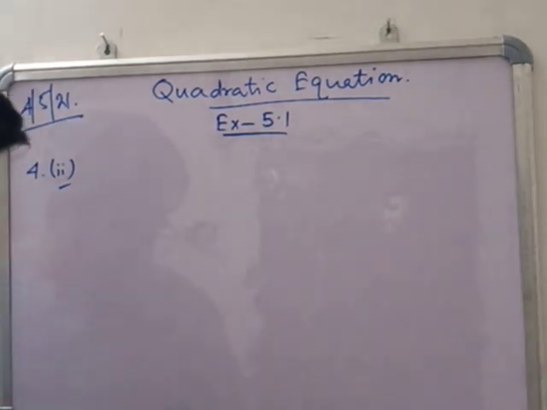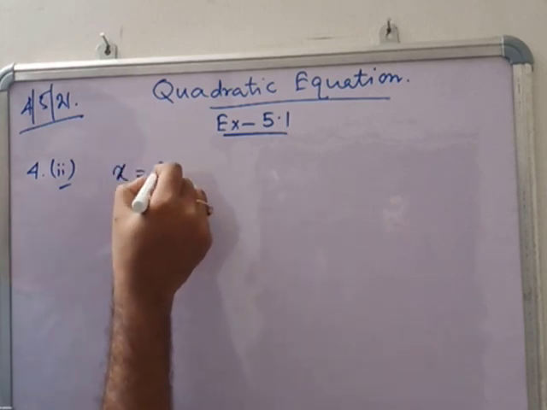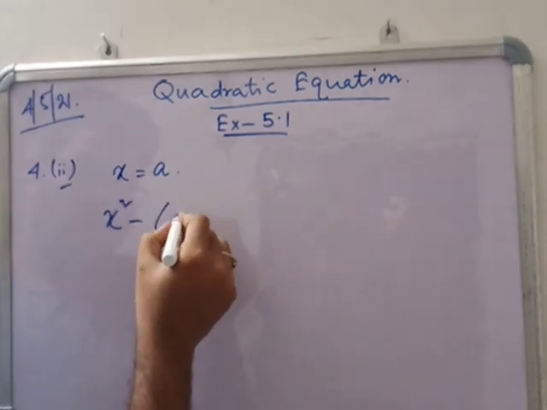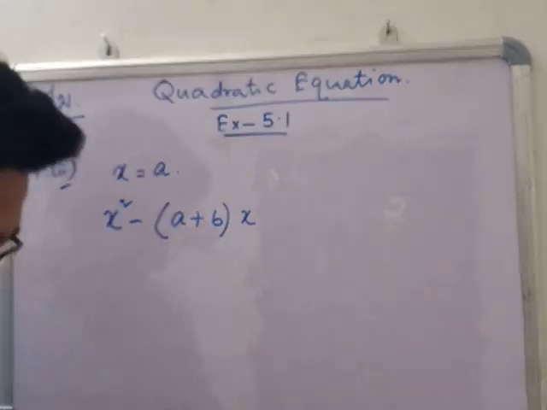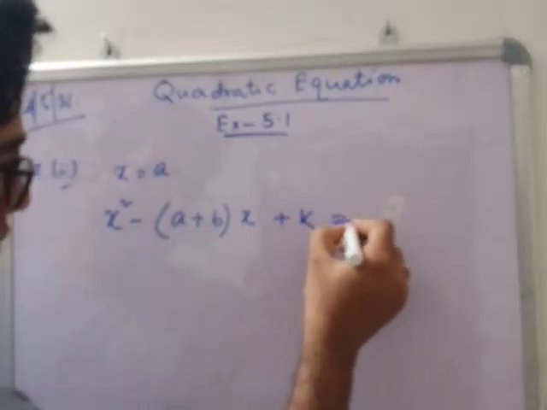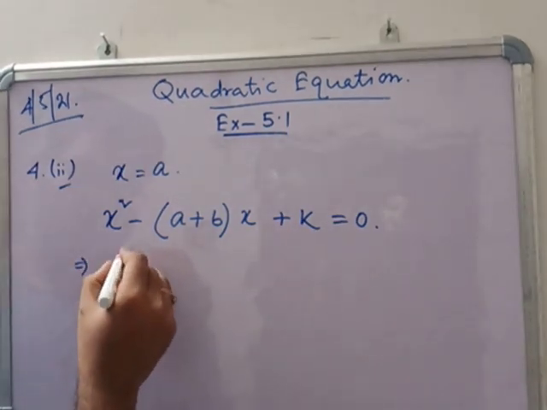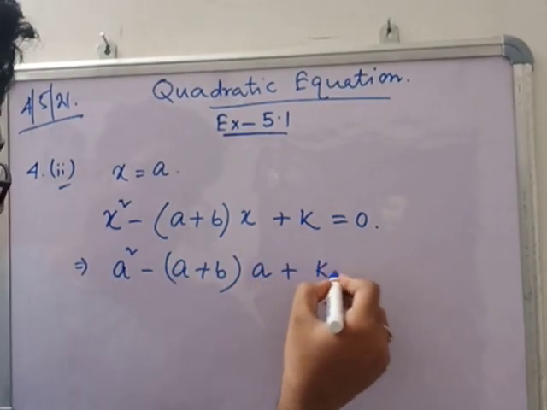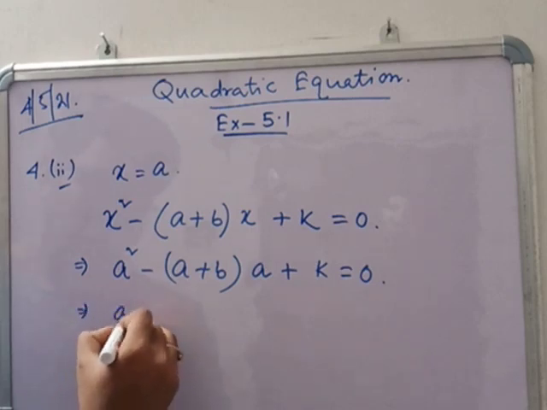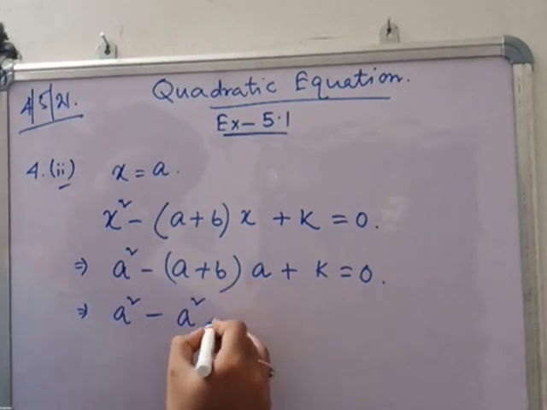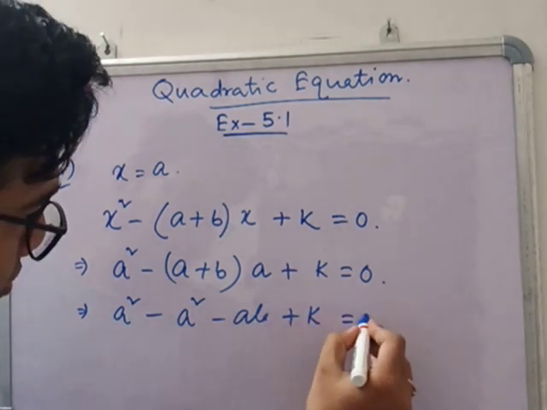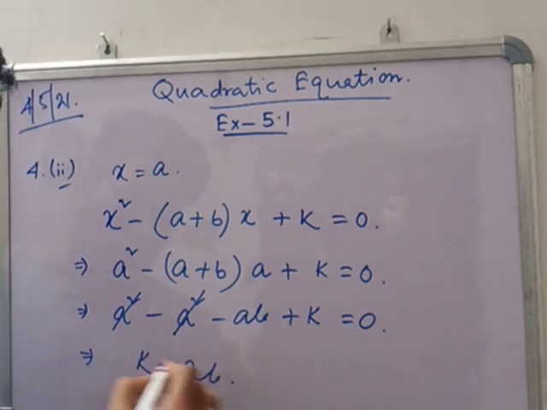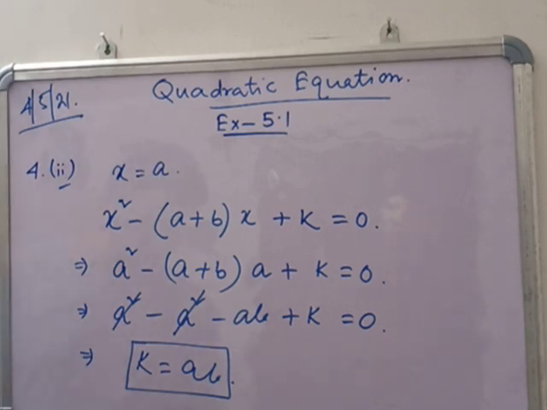Now in 4.2, see that if a is the root, that means x equals a is the root of the equation, then find the value of k where x square minus a plus b into x plus k equals 0. So that means a square minus a plus b into a plus k equals 0. Now a square minus a square minus ab plus k equals 0. The a square and a square cancel. So here k equals ab. So the value of k is ab here.